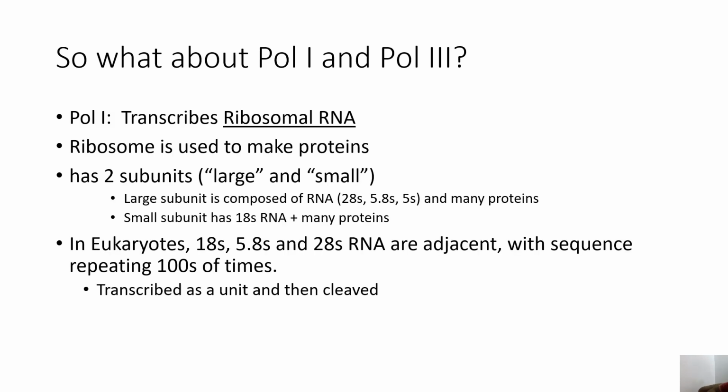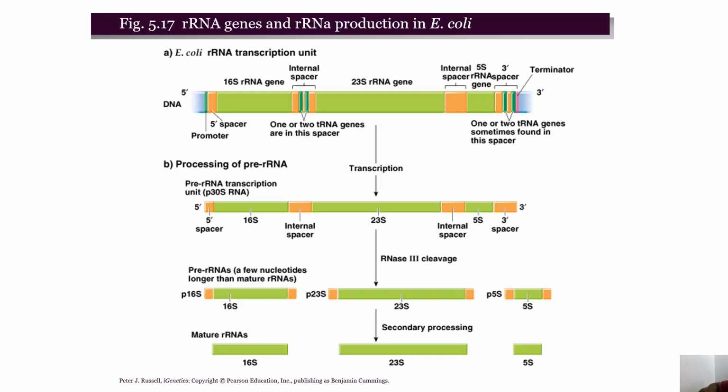RNA polymerase I transcribes ribosomal RNA. The ribosome is used to make proteins and has two subunits, large and small. The large subunit is composed of RNA, 28S, 5.8S, and 5S, and many proteins. The small subunit has 18S rRNA and many proteins. In eukaryotes, all of these genes are adjacent, with the sequence repeating hundreds of times. So, RNA genes and RNA production in E. coli.